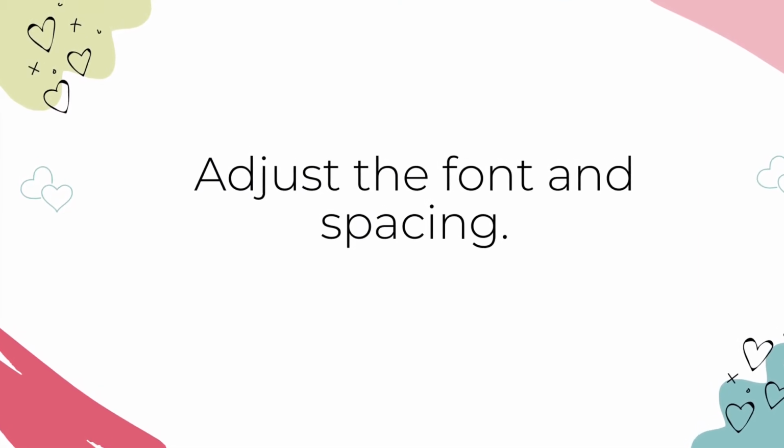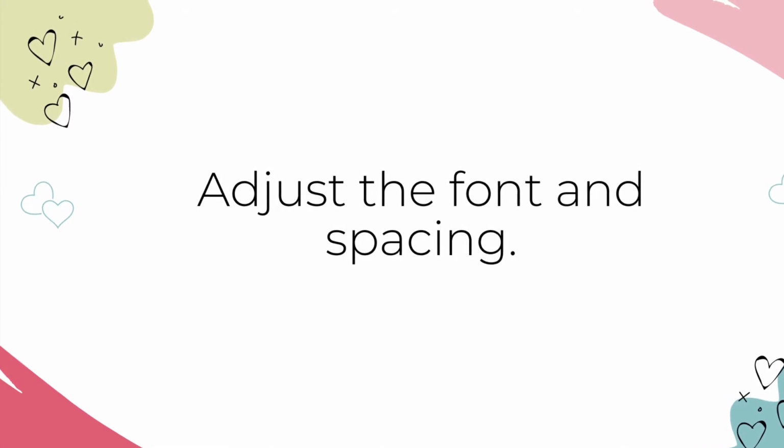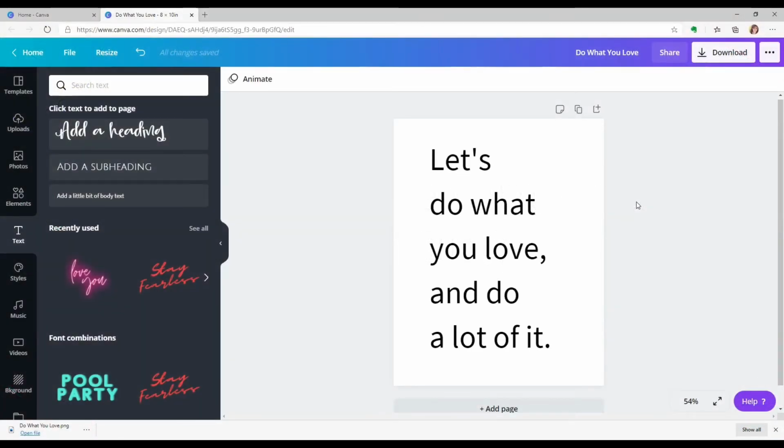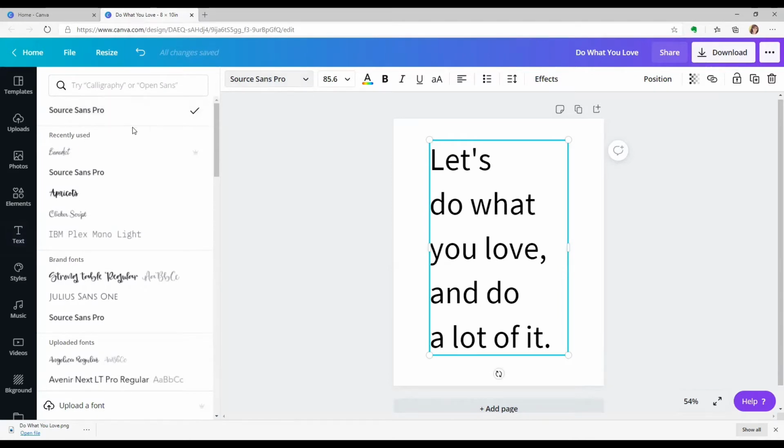Now for more fun: adjusting and changing the font if you'd like, and adjusting the spacing. So here's where you get to be really creative and change the fonts if you desire on your design. So make sure that your text box is selected, and then let's go ahead and look at some different fonts. You can click in the font box up at the top and then scroll down to see all the various types of fonts that Canva has for you.